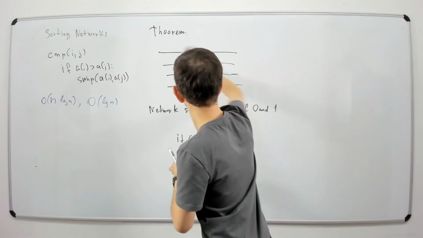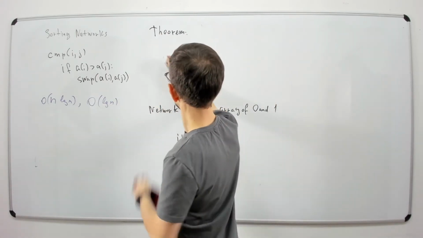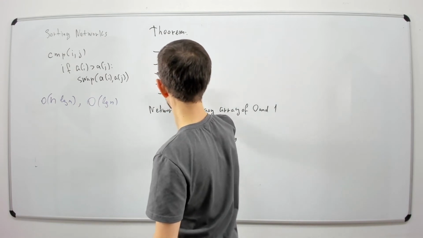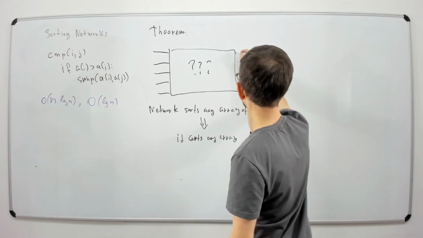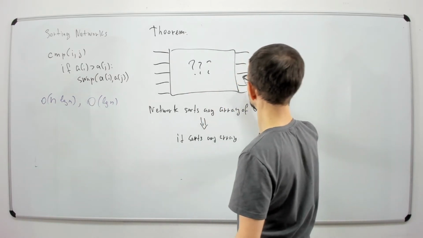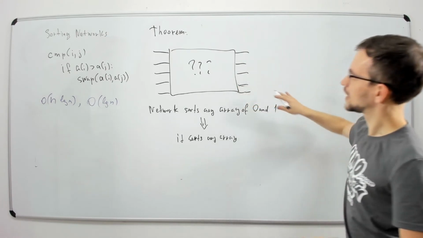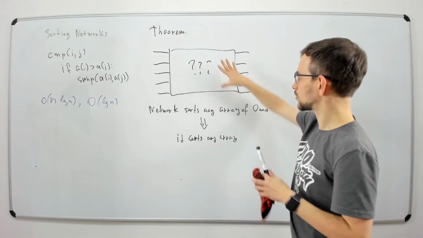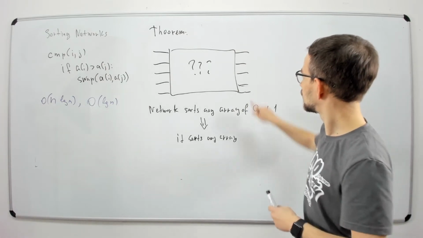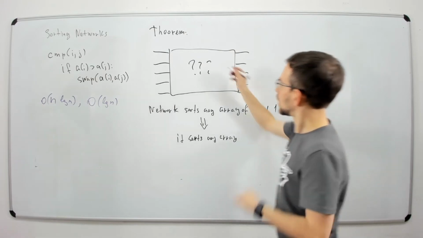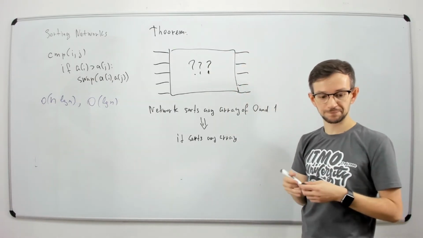Let's say, for example, we have this sorting network. Let's say we have 5 inputs. Then we have some sorting network. Here we have 5 outputs. And we know that this sorting network sorts any array of zeros and ones. Let's prove that the sorting network sorts any array.